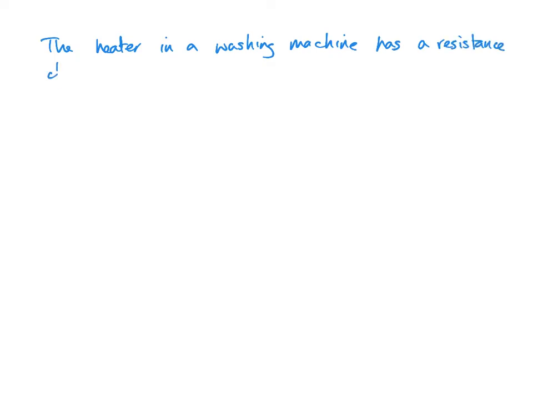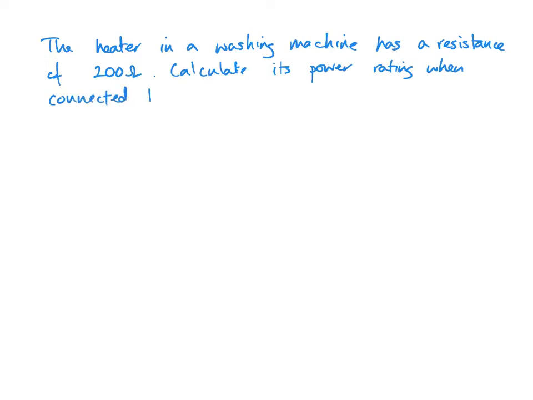And one more example. Heater in a washing machine has a resistance of 200 ohms. Calculate its power rating, and once again we'll use the idea of mains.